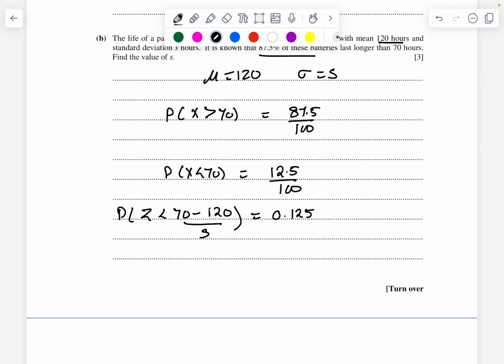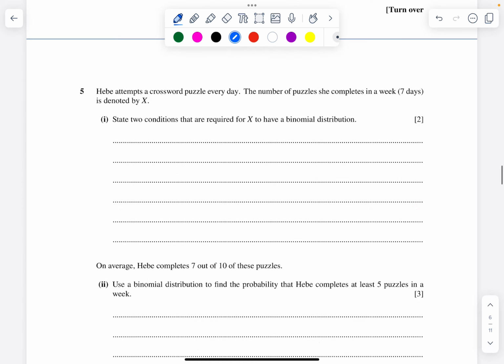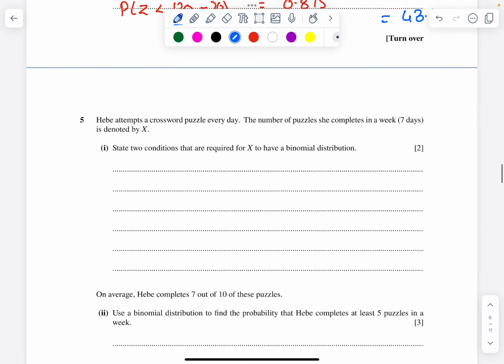Now 0.125 is not there in the table. So subtract from 1, so 0.875. So swap this one: probability of z less than 120 minus 70 by S. So this becomes probability of z less than 50 by S equals 0.875. Now check from the table. It's going to be 50 by S equals 1.151. So S equals 50 divided by 1.151, which is going to be 43.4. That's going to be the answer for part B.